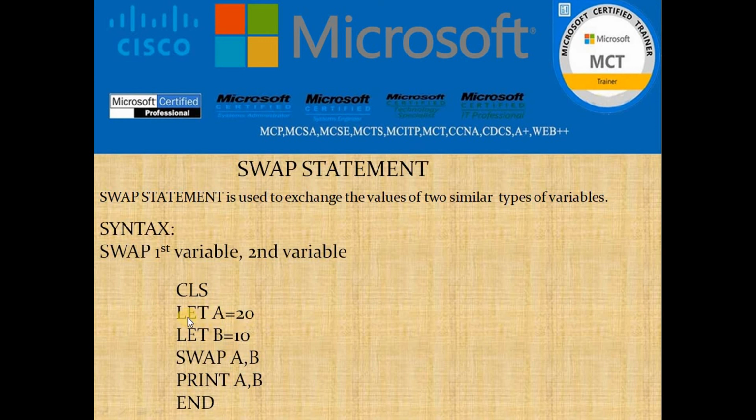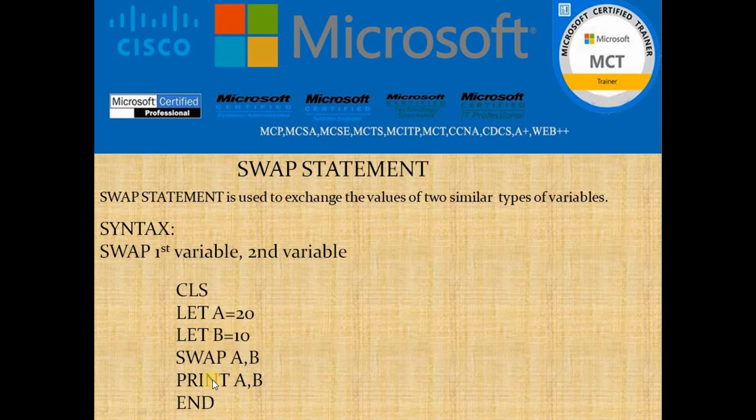That means the LET statement is used to assign a value to a variable. We have already discussed it, so you know the meaning of LET. In A, we have stored 20. In B, I have stored 10. If I use the swap statement, what it is going to do is that the value of B will be stored in A and the value of A will go to B. That means it will swap the values.